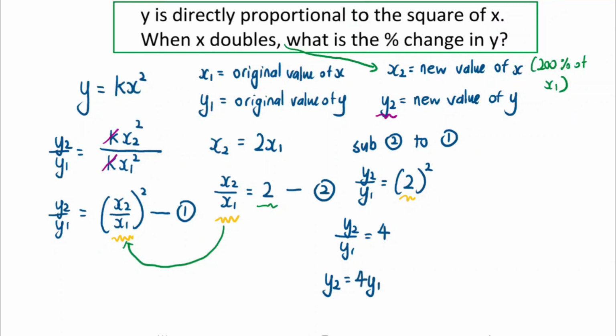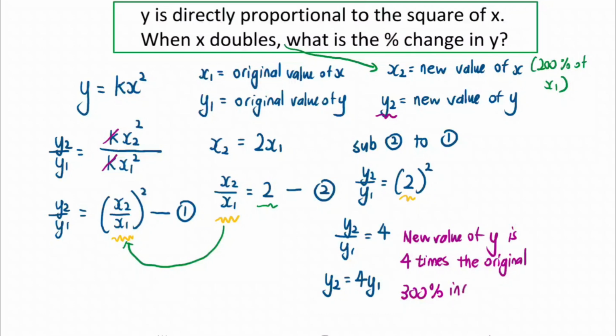So what it means is that the new value of y is 4 times the original, which means that the value of y has increased by 300%. So that's the answer for this question.